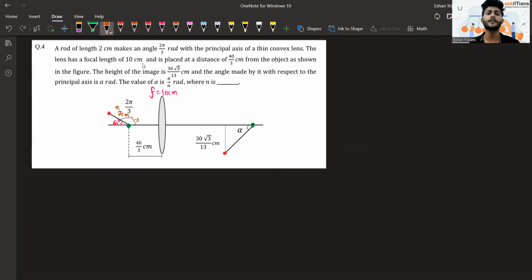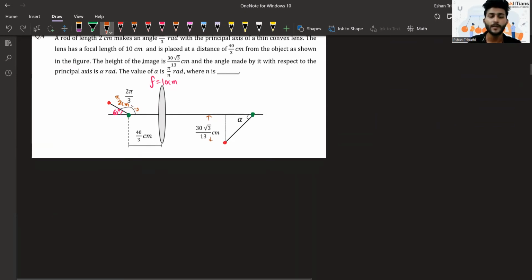This length is 2 centimeter. And what else is given? Height of the image. This height is given, already drawn in the figure itself. Alpha we are supposed to find. So all that we have to do is take these 2 points. Let me call this point A, the green point, and this pink point B.